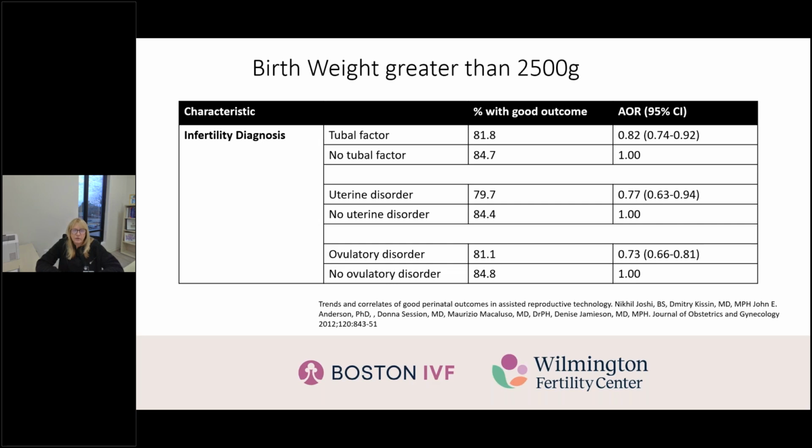So the patients with ovulatory disorder, many of those patients have PCOS, and they have greater risk in pregnancy for low birth weight, particularly obesity, hypertension, diabetes in pregnancy. The uterine disorders are mixed a lot, maybe due to leiomyomata, and the tubal factor is what we were focusing on in these studies.